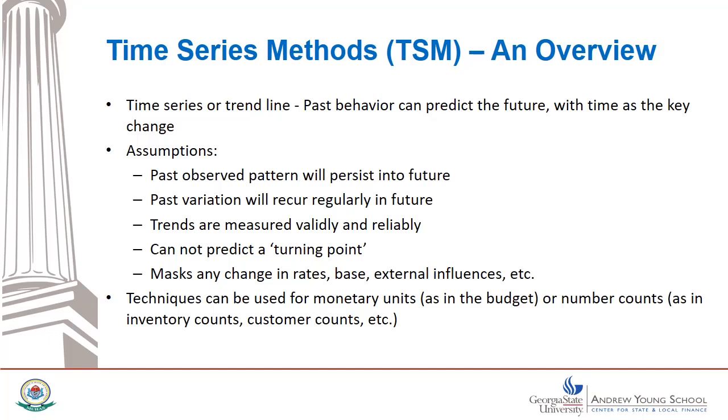A fundamental problem with the time series method is that it cannot detect a turning point. It's similar to walking in a straight line and expecting to continue, but coming up to someone who just stepped into that spot, making you turn away at the last second. A time series cannot detect that new obstacle. As you work on the various forecasting methods, remember that they can work for monetary units, as in the budget, as well as number counts, such as inventory count or customer counts.